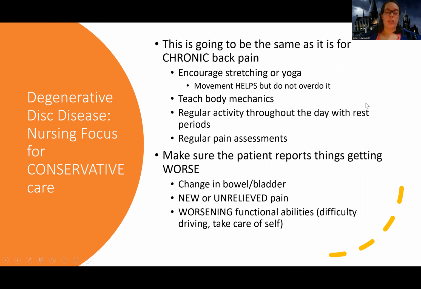As the nurse for conservative care, again, this is non-surgical, what's my role? It's going to be the same as chronic back pain: stretching, yoga, moving some, but not too much, teaching body mechanics, regular activity with rest periods, and regular pain assessments. But if they're not going to have surgery, I always want to be looking for things to get worse, like, as things go on, there can be more pressure on their nerves and worsening pain or functional ability. So I always want to check in.